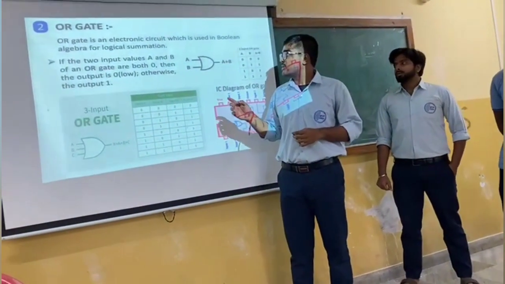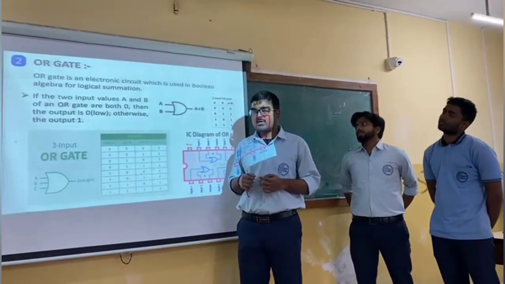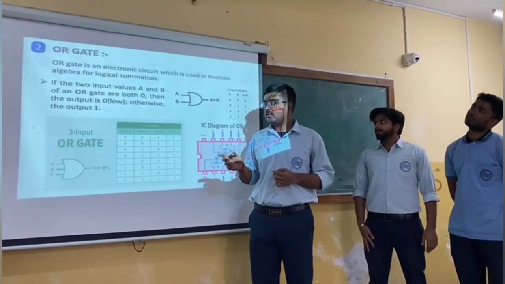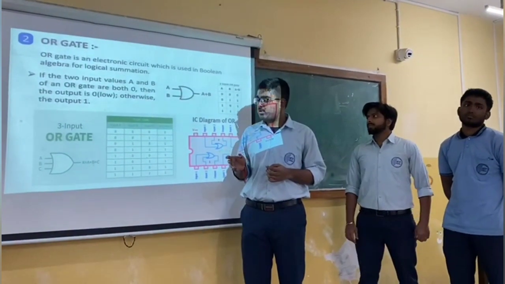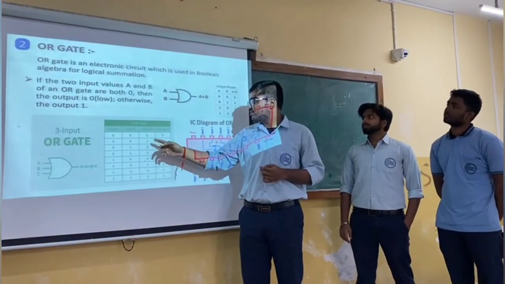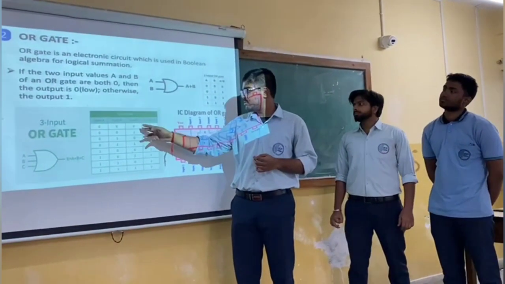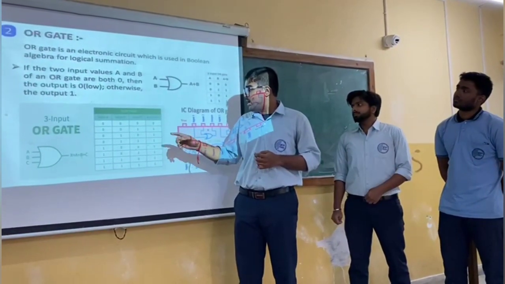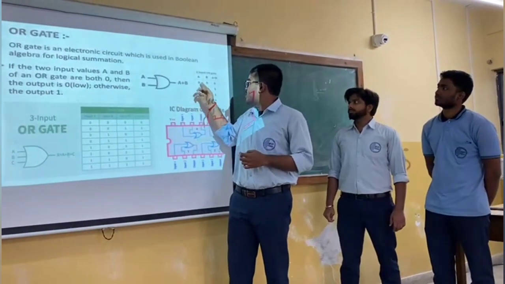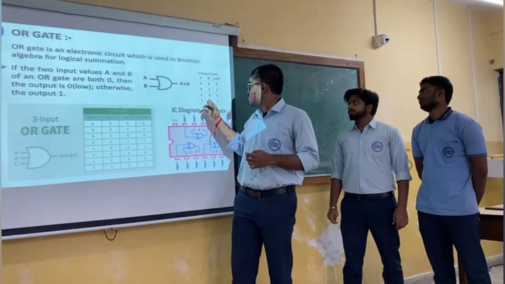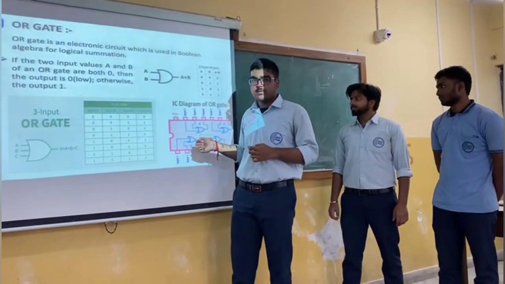The OR gate is an electronic circuit which is used in Boolean algebra for logical summation. If the two inputs A and B are both 0, then the output is 0, otherwise the output is 1. Here is the truth table for the three input OR gate: 0 0 0 gives 0, 0 0 1 gives 1, and so on. And here is the diagram of the two input OR gate: 0 0 gives 0, 0 1 gives 1, 1 0 gives 1, 1 1 gives 1. And the IC used for the OR gate is IC 7433.